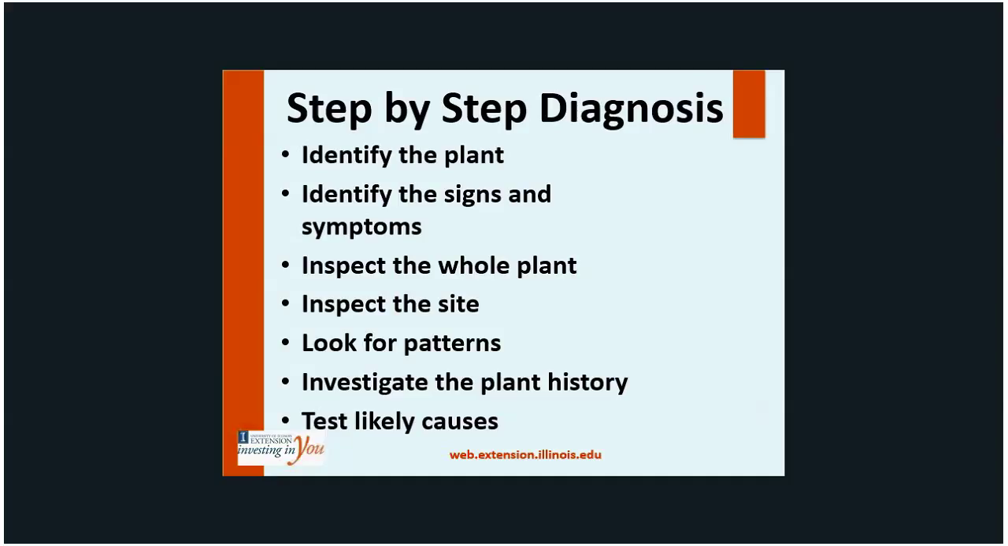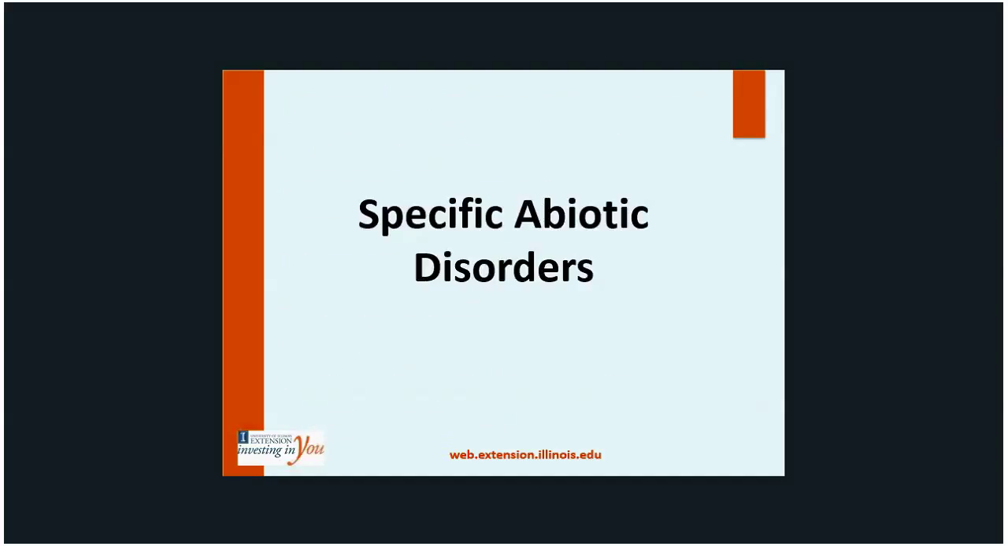We also want to look for patterns. Is the problem uniform over the whole plant? Is it scattered? Is it only on the young growth? So we want to note that as well. We want to look at the history of the plant. How it was planted, what about construction, what about fertilization, what about salt use, what about too much mulch? All of those things we need to know. And then once we have all of this information, we can look at the most common or the most likely situation or agent that could be causing the problems. So let's go ahead and look at specific abiotic disorders.